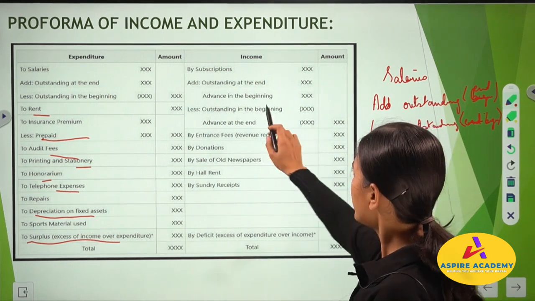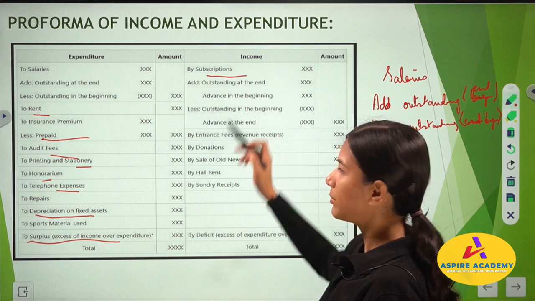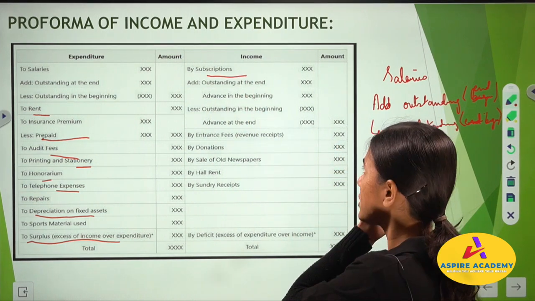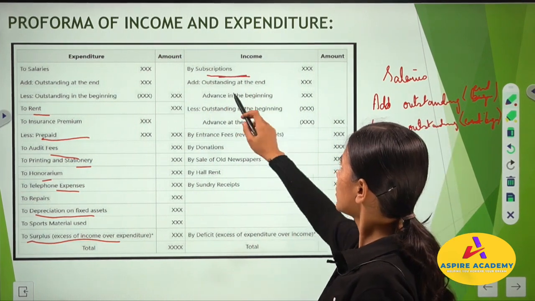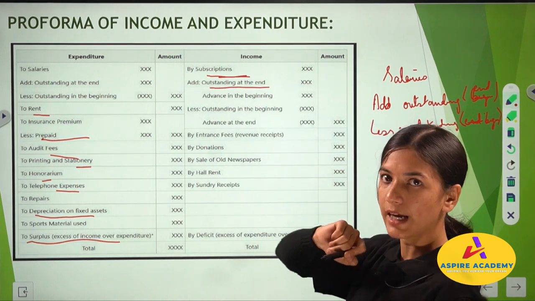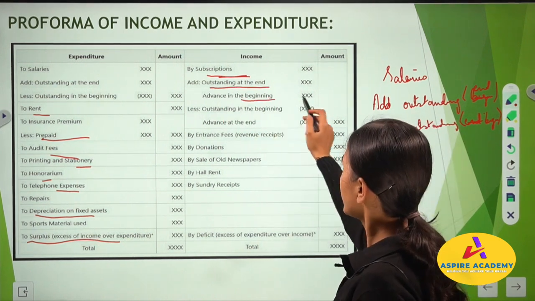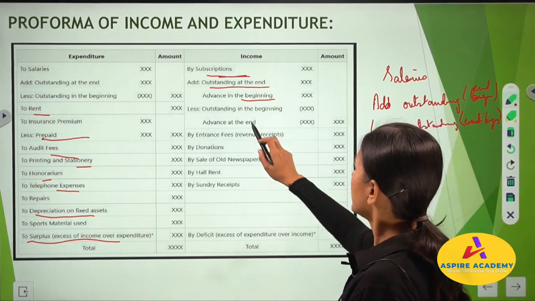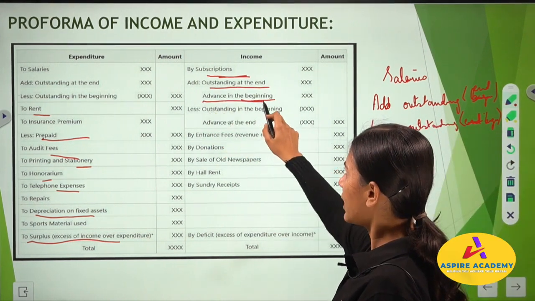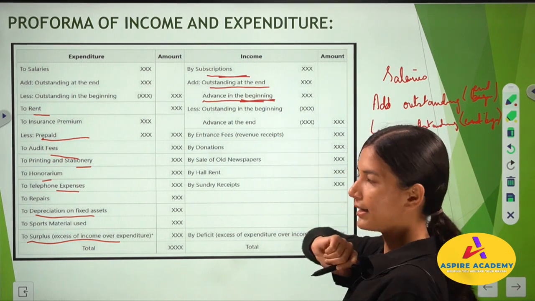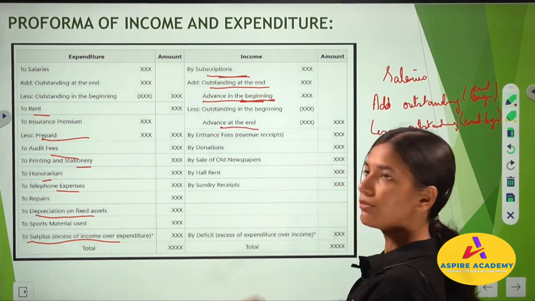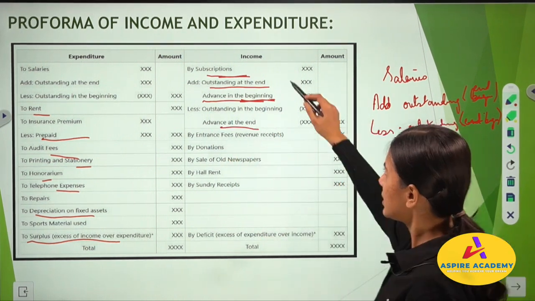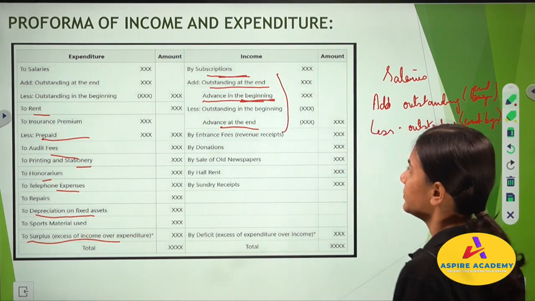Similarly, on this side you have your income in the form of subscriptions. For subscriptions also, the outstanding at the end will be added, and the outstanding at the beginning will be subtracted. Again, any advance in the beginning will be added and advance at the end will be subtracted. This thing you have to remember.